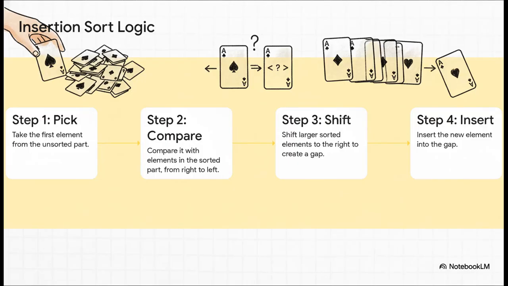So you pick up your new card. You look at your sorted hand, starting from the card on the far right. Is my new card smaller? Yep. Okay, shift that one over. Is it smaller than the next one? Yep. Shift that one over too. You just keep shifting cards to the right until you find the perfect spot, and then you just slide your new card right into the gap you've made. It's a smooth little shuffle and insert move.